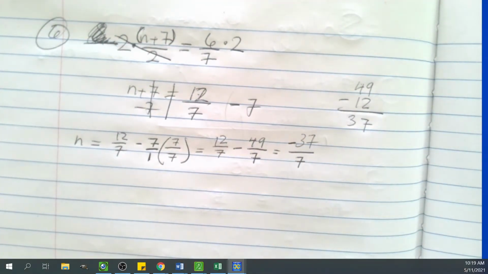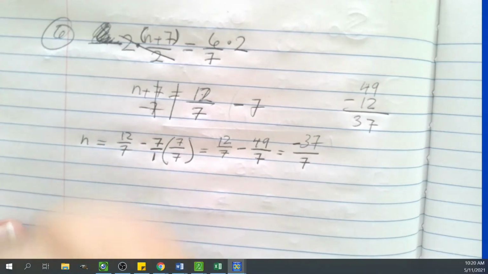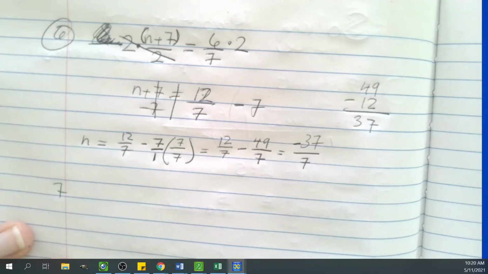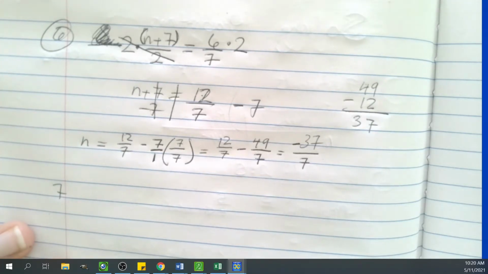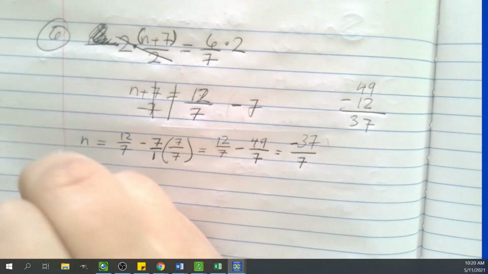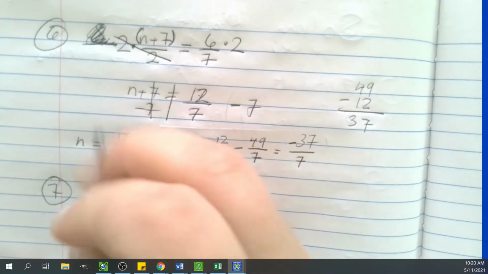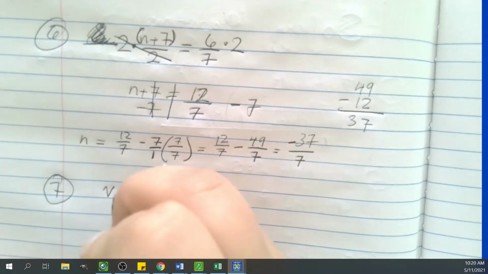Do you need me to review some fractions? Are we struggling with the fraction part? Diego, you okay, or you need me to break it down? You good? Okay, let's try another one. What's a letter you guys use a lot in physics? Do you guys use V for velocity?